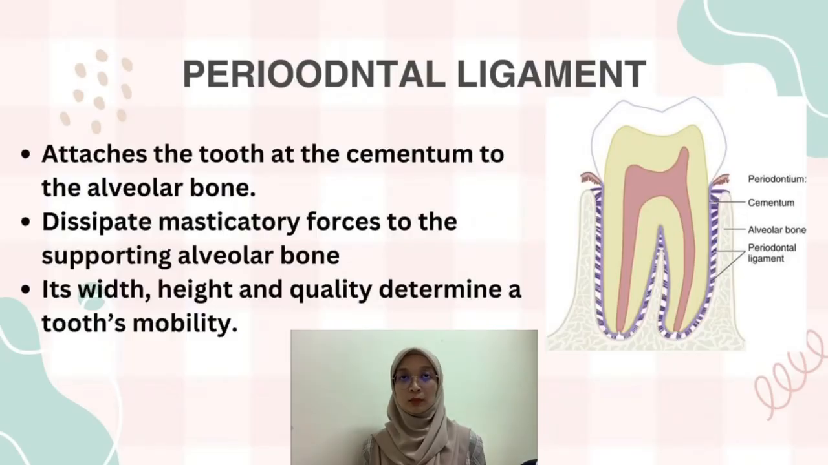Other than that, the periodontal ligament also plays a crucial role as part of the periodontal tissue. The periodontal ligament is a collagenous tissue that surrounds the root of the tooth and attaches the tooth at the cementum to the alveolar bone. The periodontal ligament acts to dissipate masticatory forces to the supporting alveolar bone, and its width, height, and quality determine the tooth mobility.